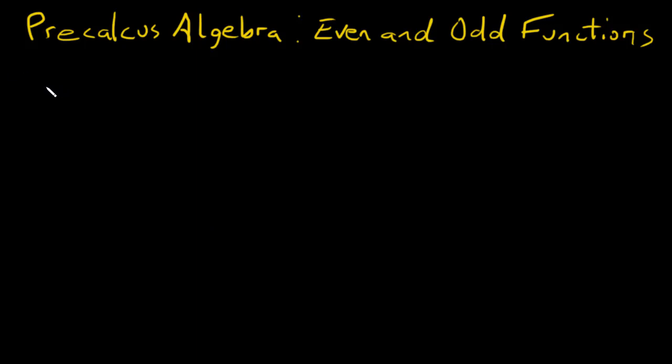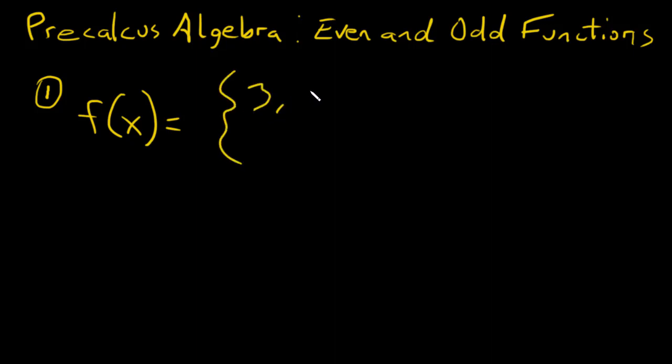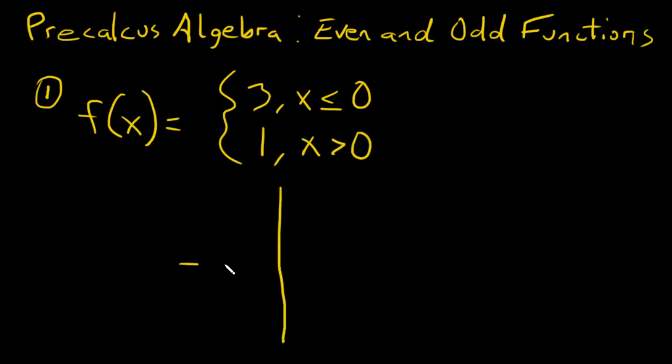So we started off, we had piecewise functions that we needed to graph. So the first one was f of x is equal to 3 when x is less than or equal to 0, and 1 when x is greater than 0. Okay, so I'm going to graph this out.